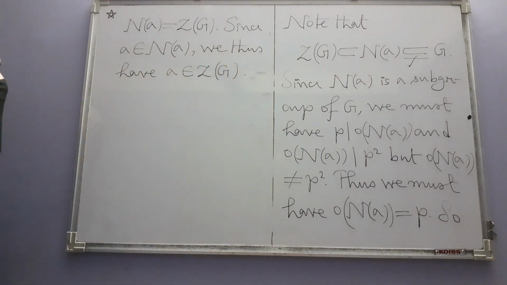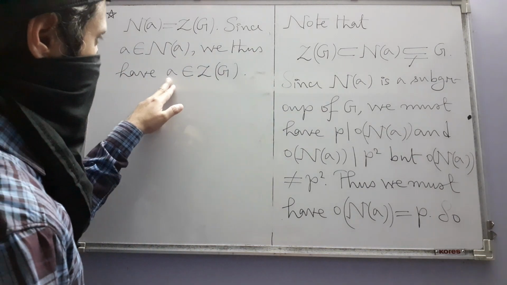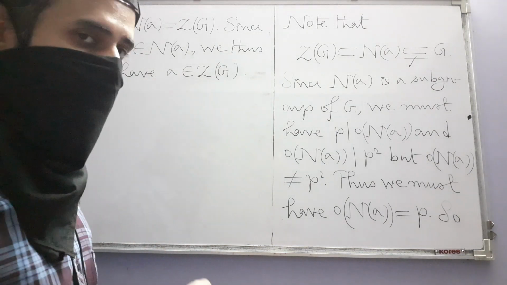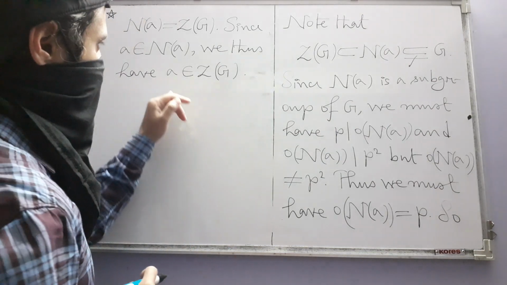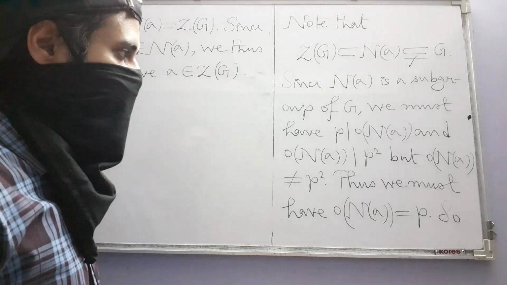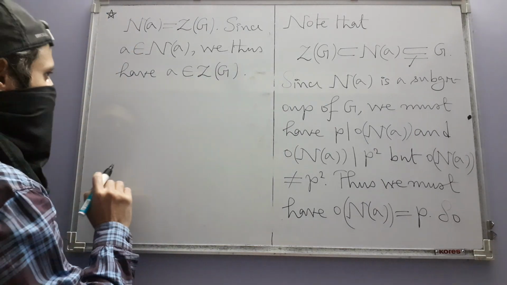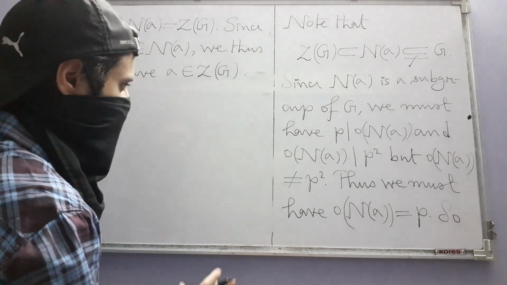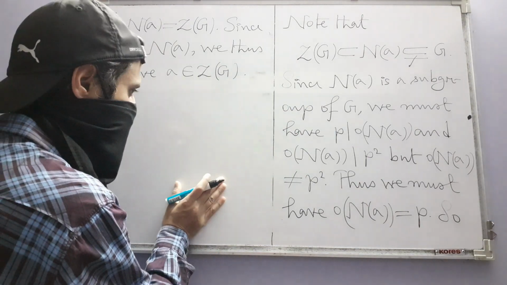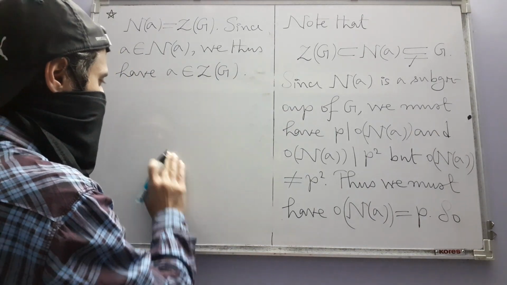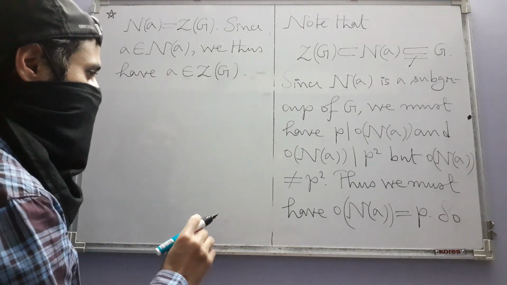And this is a contradiction because we chose A specifically to be a non-central element, and we have ended up proving that it belongs to the center. This cannot be. So that means our supposition is wrong. What did we suppose? We supposed that the center has order P, which cannot be true.